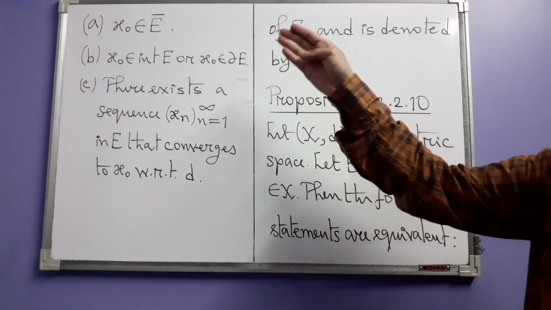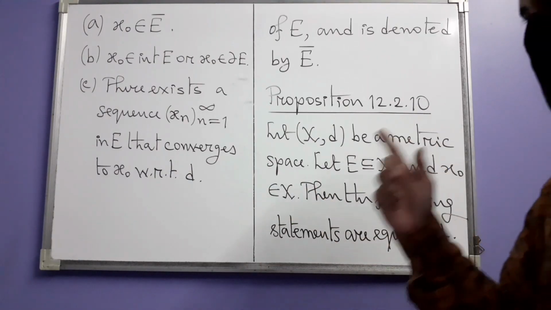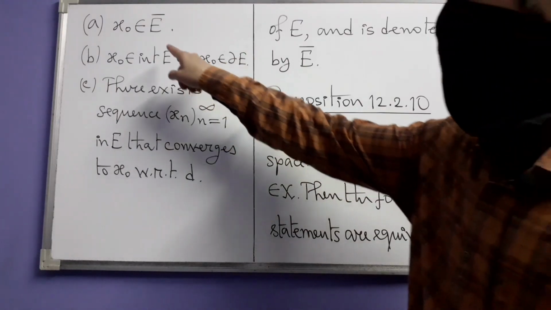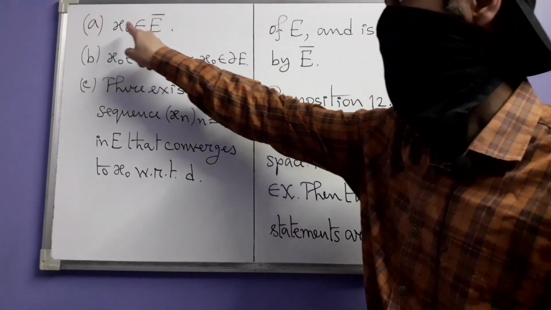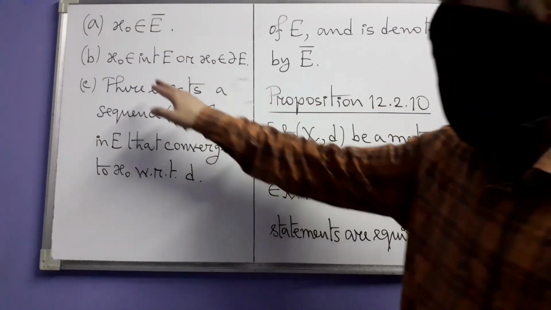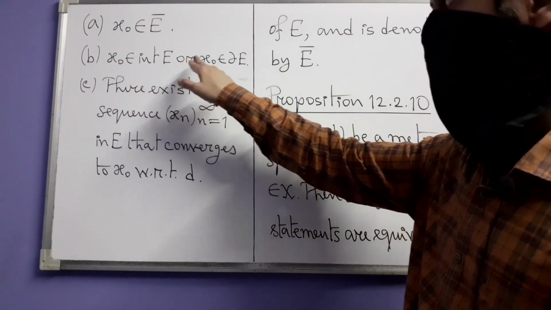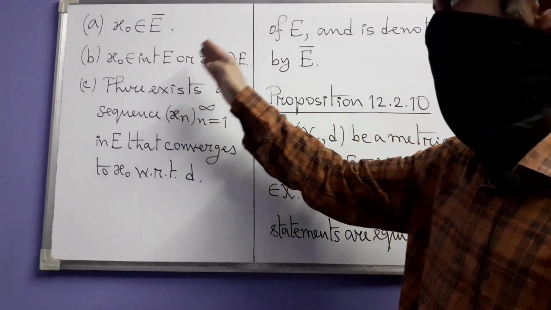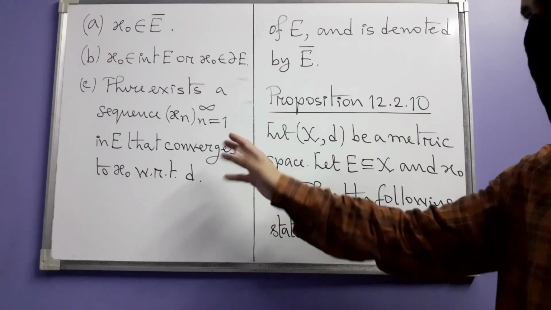Then you can see these three statements, they are logically equivalent. If any one of them is true, then so are the other two. The first statement is this: x0 belongs to the closure of E. This means that x0 is an adherent point of the set E. The second one is that x0 belongs to the interior of E or x0 belongs to the boundary of E. That means x0 is either an interior point or a boundary point of E. These two are equivalent. The third one is a little different.